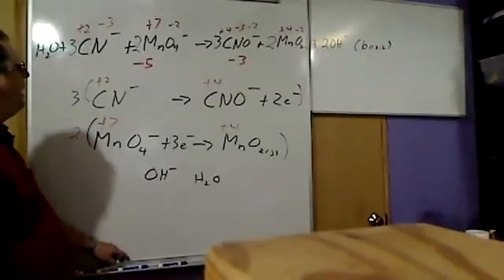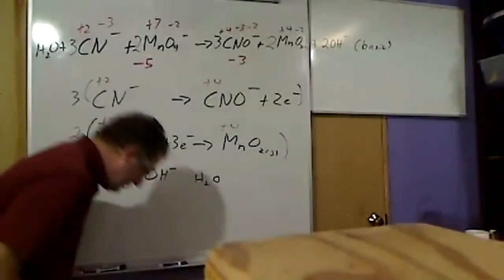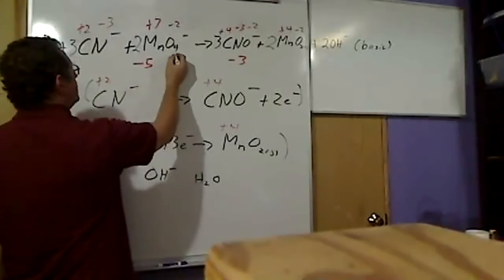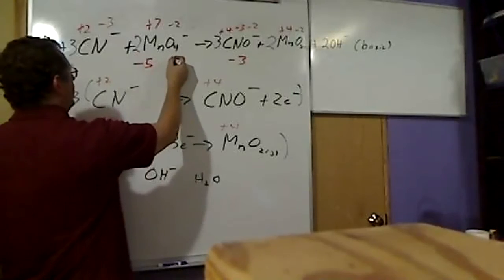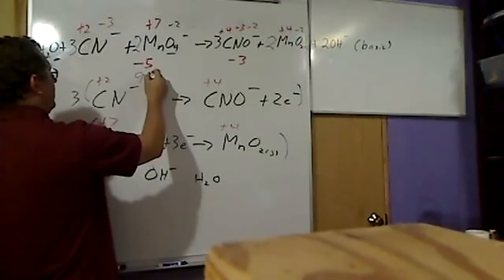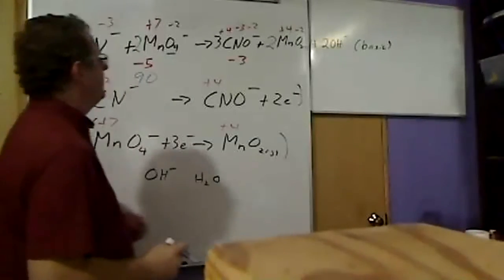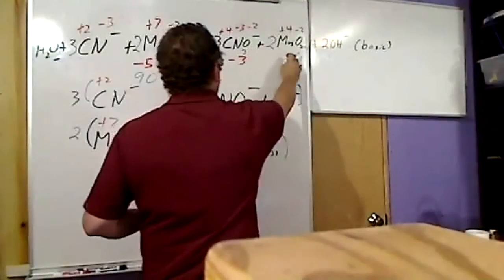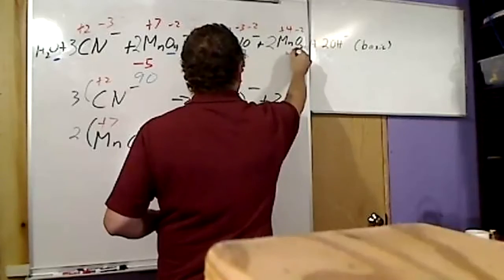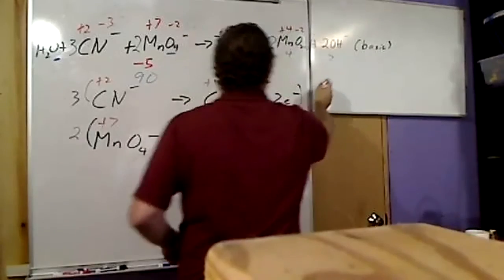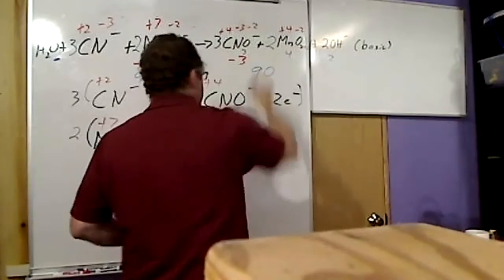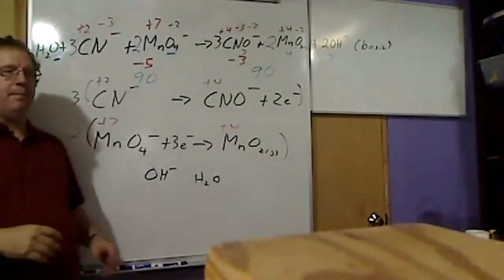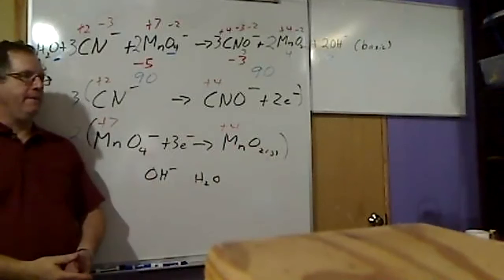But here, if I look at the oxygens, I have 1 oxygen here and 2 times 4 is 8 oxygens here. This gives me a total of 9 oxygens here. I have 3 oxygens here, I have 2 times 2 is 4 oxygens here, and I have 2 oxygens there. This gives me 9 oxygens on this side. So overall, this gives me a nice balanced equation. Okay.